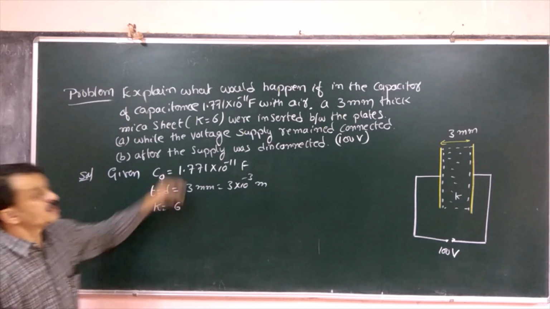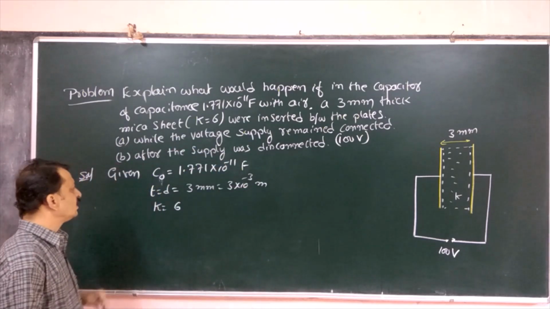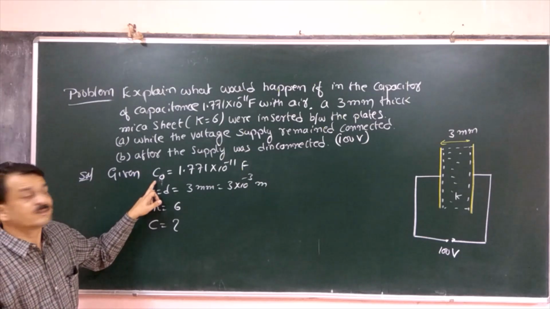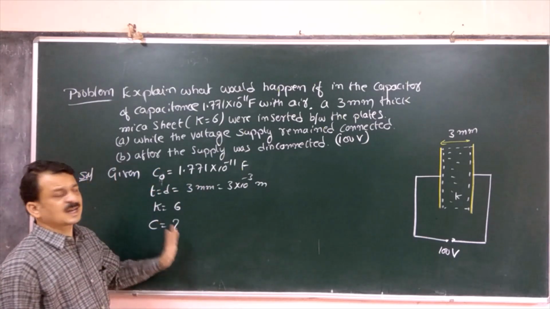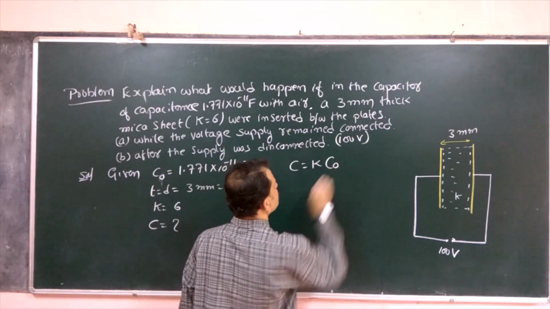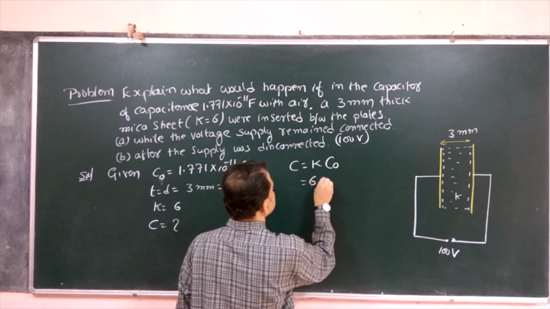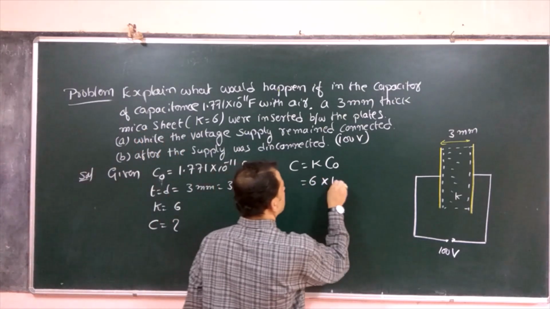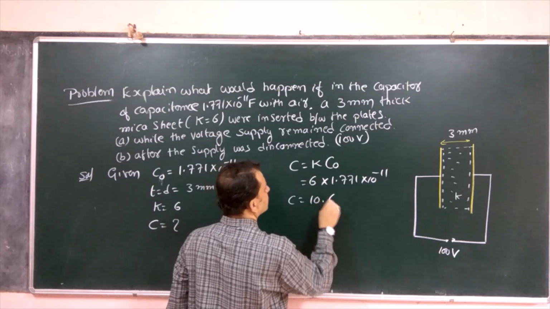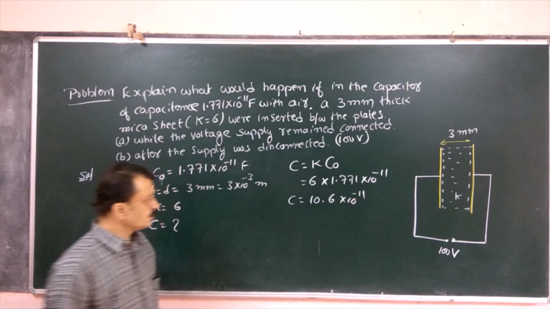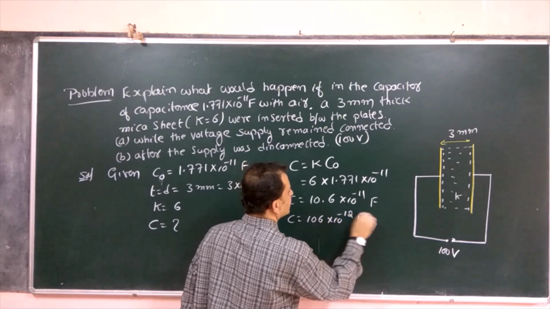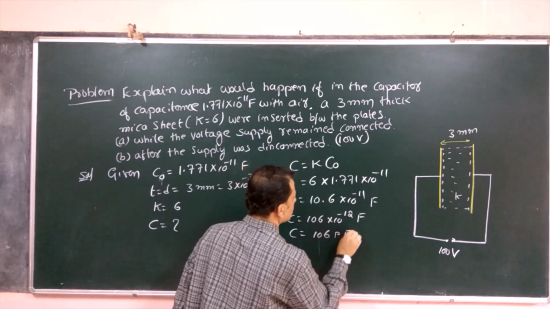If we introduce the dielectric constant, now what will happen? The capacitance increases, we know. C is equal to C naught, capacitance with air medium, C capacitance with dielectric medium. Therefore the capacitance with the dielectric medium is given by K into C naught. Clear? So K is 6, as given. 6 C naught, it is 1.771 into 10 to the power of minus 11. On multiplication I will get 10.6 into 10 to the power of minus 11 farad, or is equal to 106 into 10 to the power of minus 12 farad, or I can write it as 106 picofarad.